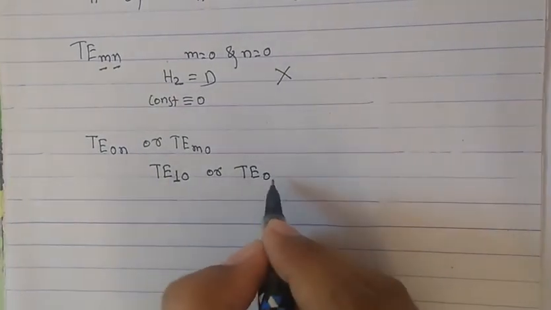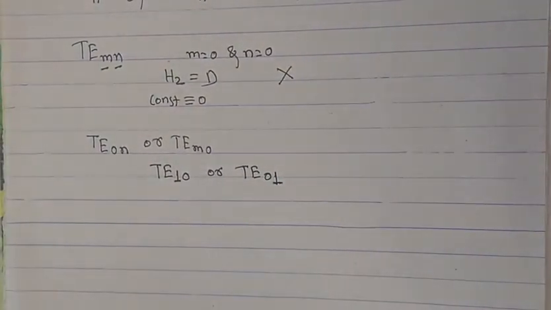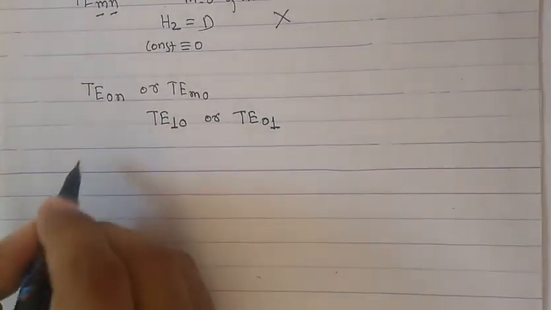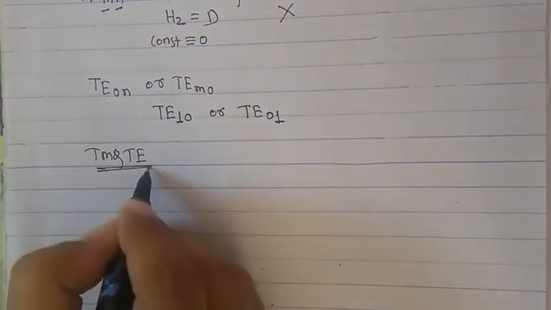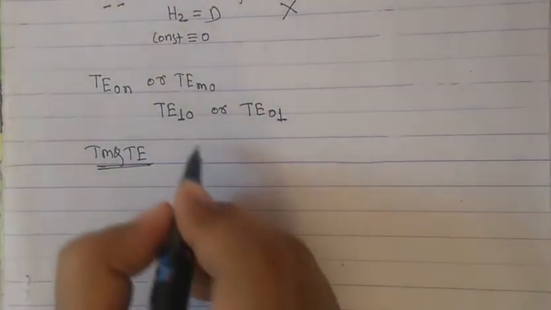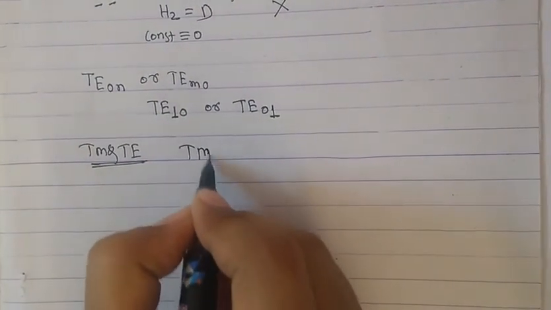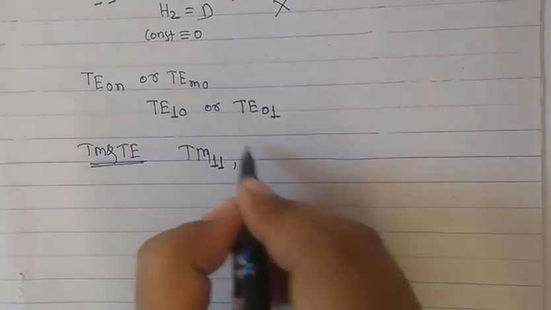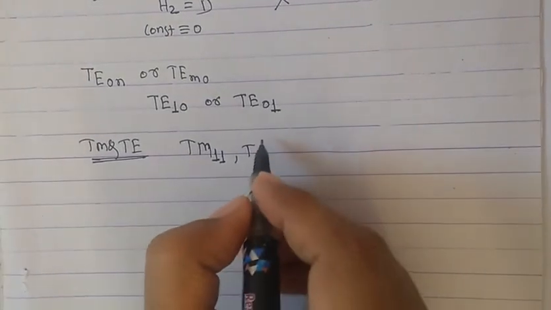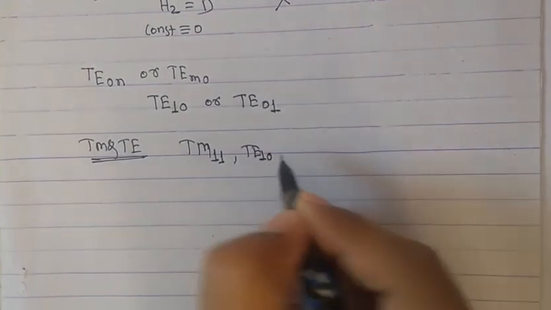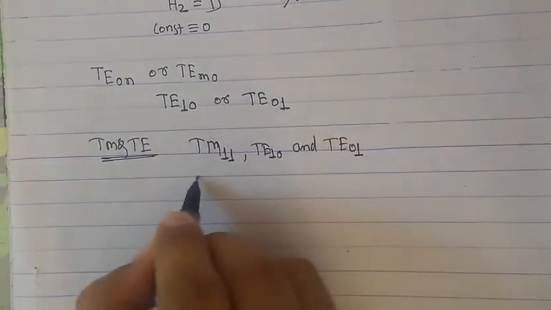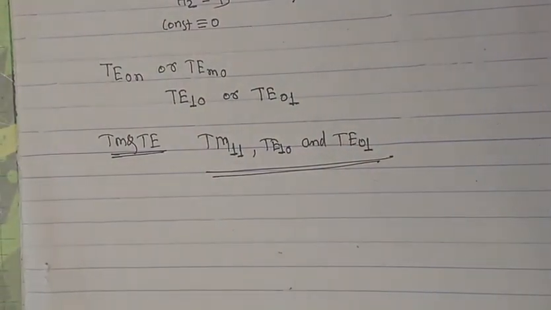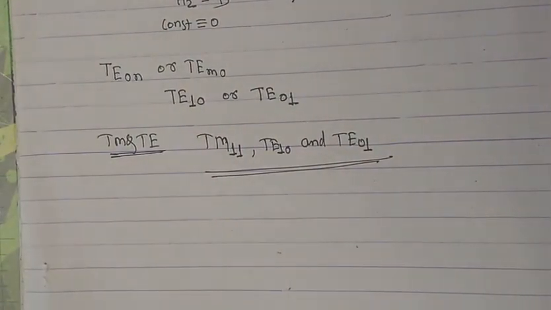So combining together TM and TE modes, how many lower order modes are possible? In TM we have a TM11 mode, and in this case we have TE10 and TE01 mode. So these are the three lowest order possible modes based on m and n.